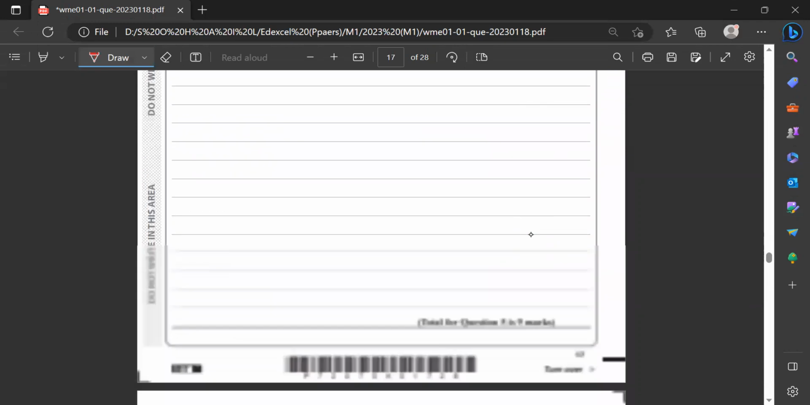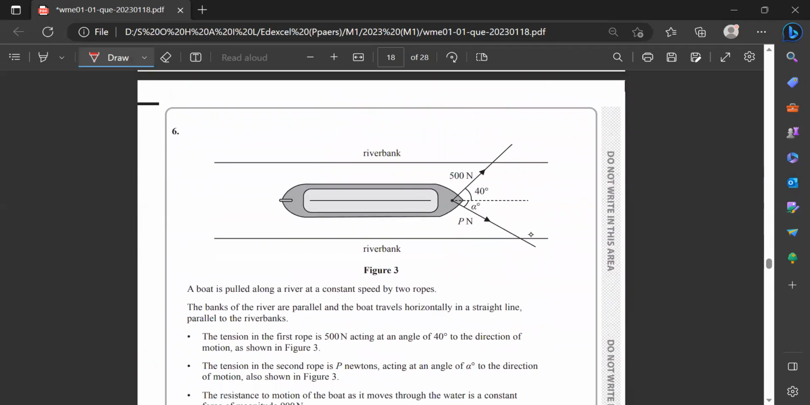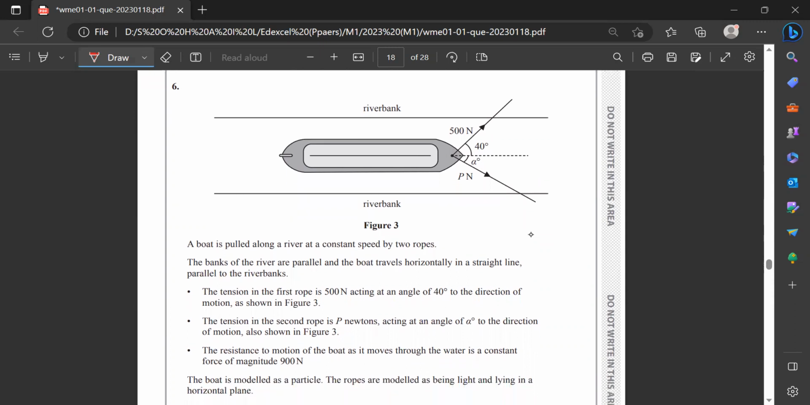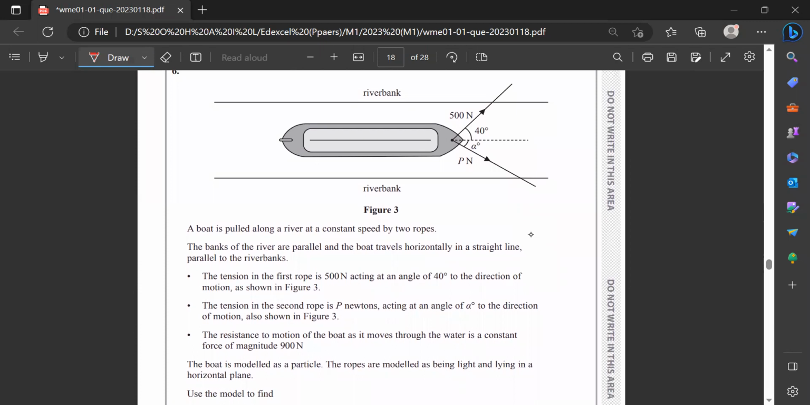Next question. A boat is pulled along a river at a constant speed by 2 ropes. The banks of the river are parallel, and the boat travels horizontally in a straight line parallel to the river bank. The tension in the first rope is 500 newtons, acting at an angle of 40 degrees as mentioned in the diagram, and the second force is P newtons at angle alpha. Again, you can see in the diagram.